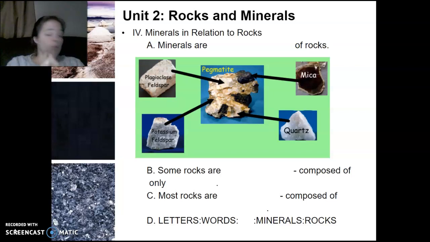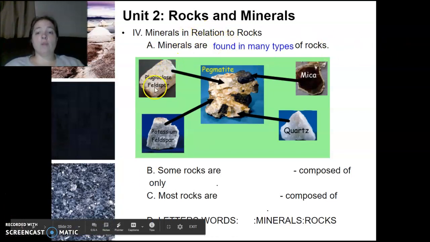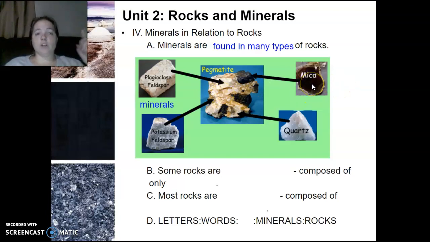Today, we are going to be using your reference table page 6, so make sure you have it open. And we're looking at minerals in relation to rocks. Minerals are found in many different types of rocks. Plagioclase feldspar, plagioclase or potassium feldspar, those are both minerals. How do I know? That would be on page 16. They are both there. Mica, whether it's muscovite or biotite, and quartz are also both minerals. And if you smoosh them all together, you make this lovely looking rock called pegmatite.